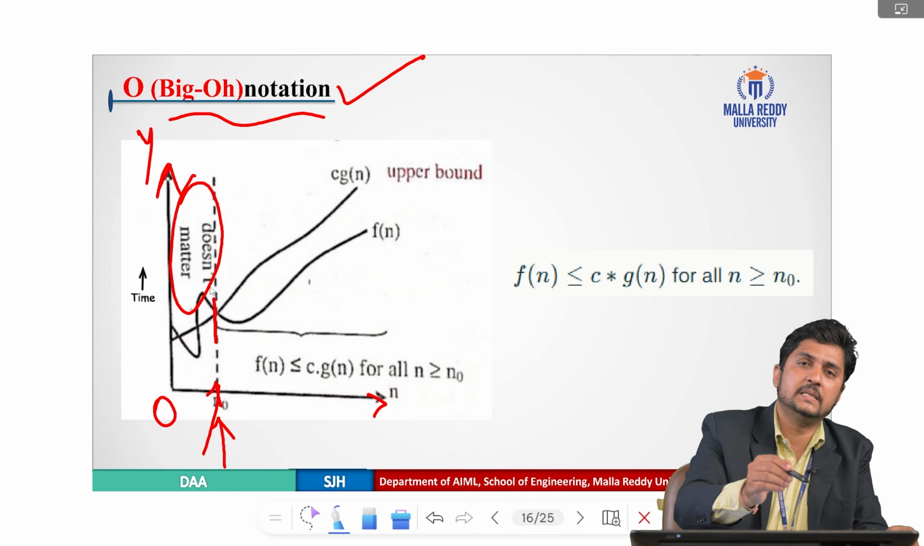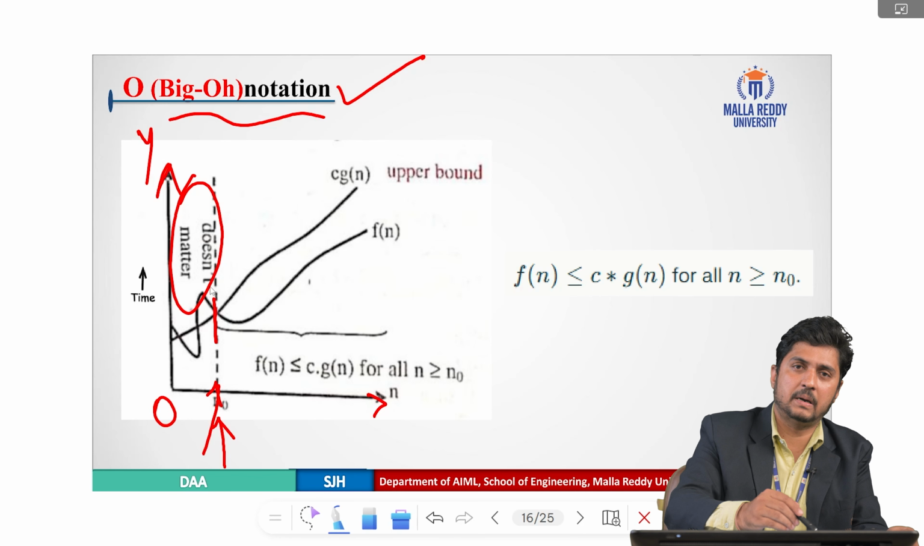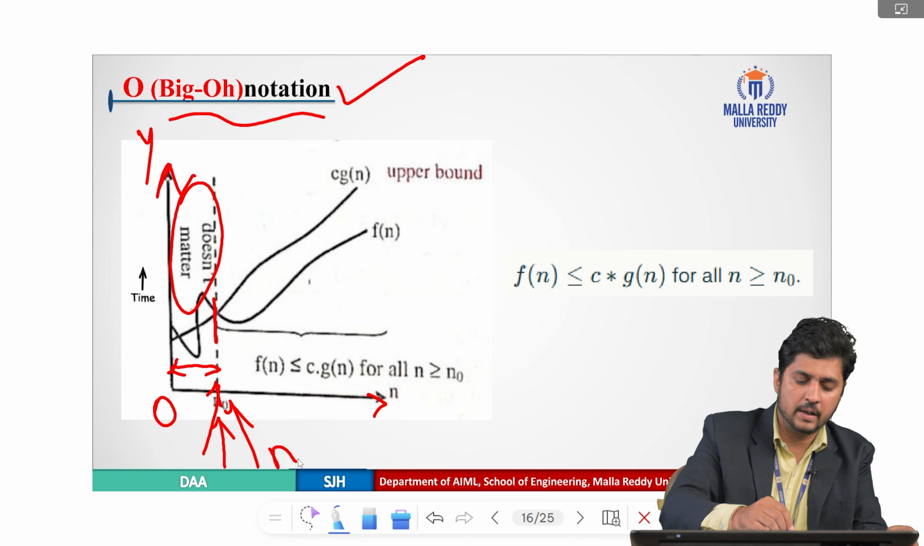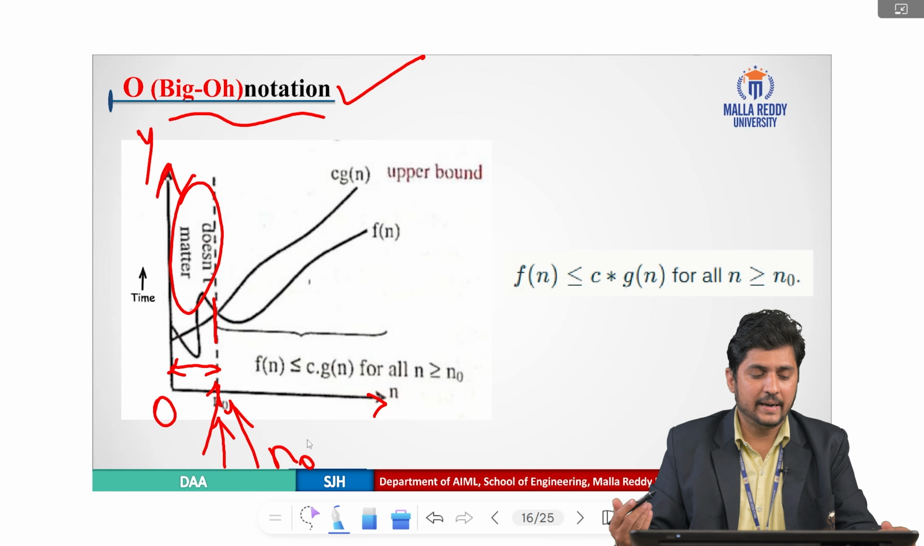Sometimes it may provide the best time, or sometimes it may provide the worst time. So up to a certain limit, we cannot judge. What do we call this limit? It does not matter, and that will be represented with n naught. That is the satisfying criteria, we call it.